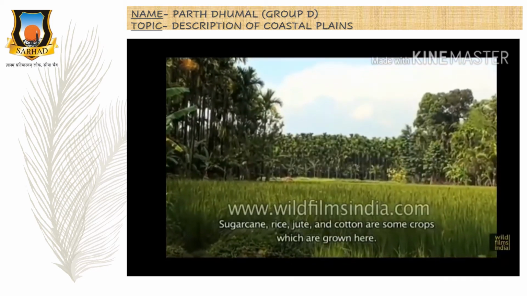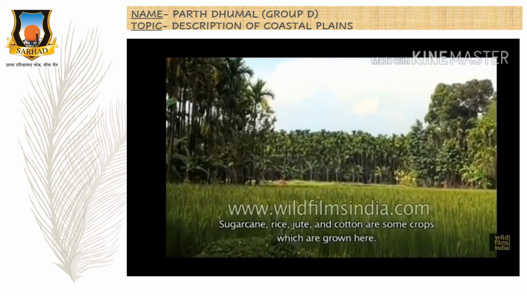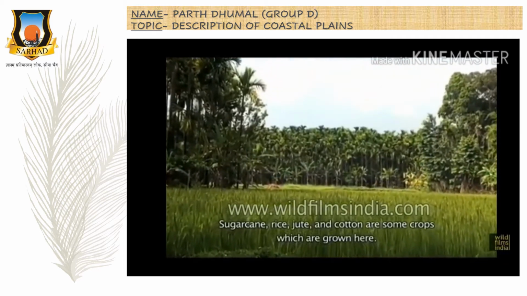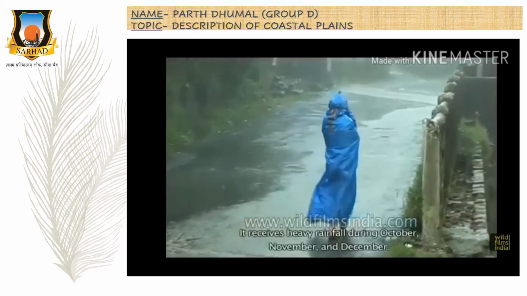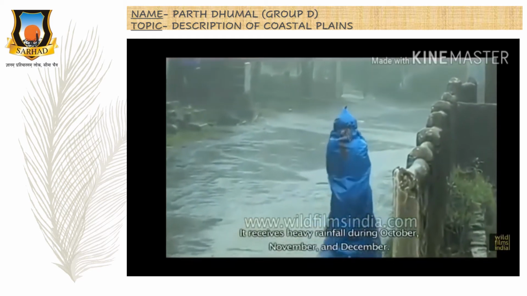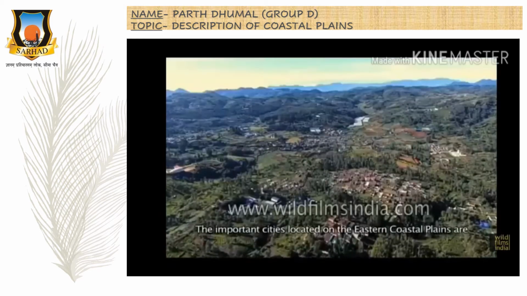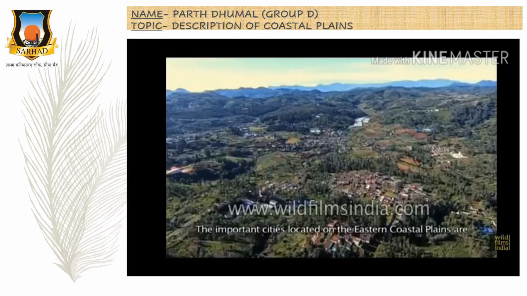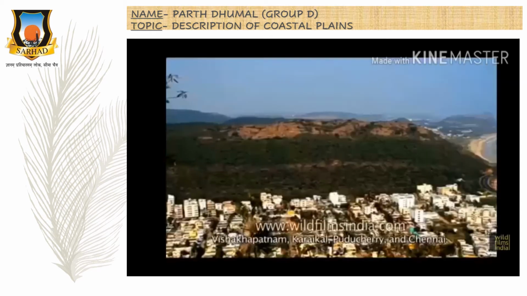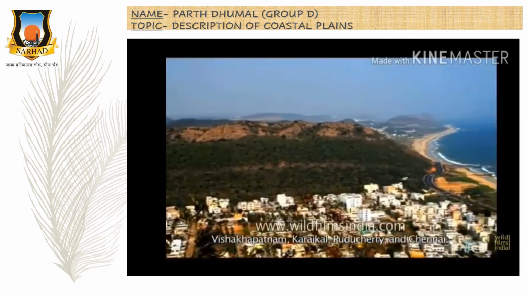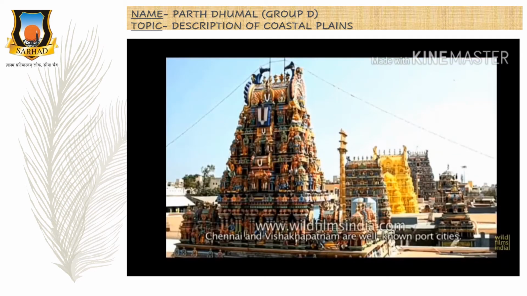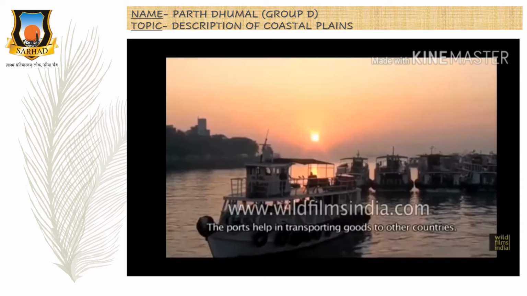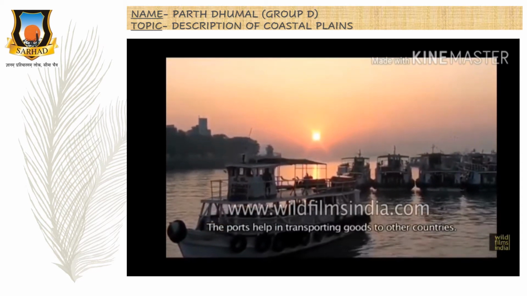Sugarcane, rice, jute and cotton are some crops which are grown here. The climate of this region is hot and humid. It receives heavy rainfall during October, November and December. The important cities located on the eastern coastal plains are Visakhapatnam, Karaikal, Puducherry and Chennai. Chennai and Visakhapatnam are well-known port cities. The ports help in transporting goods to other countries.